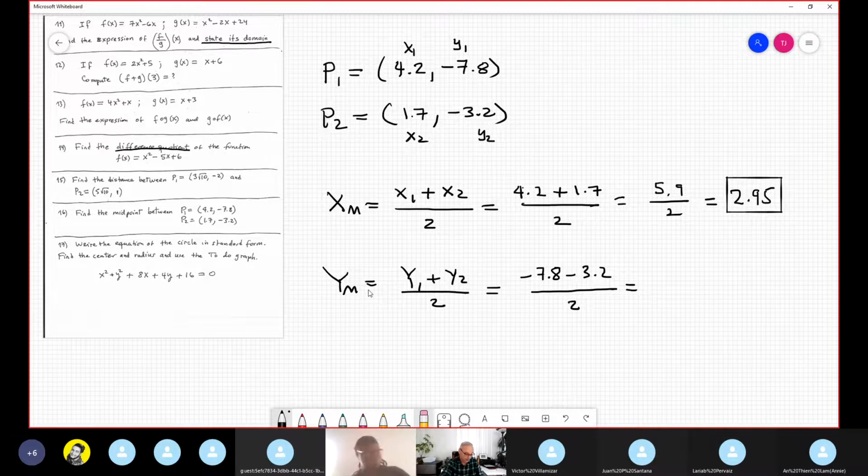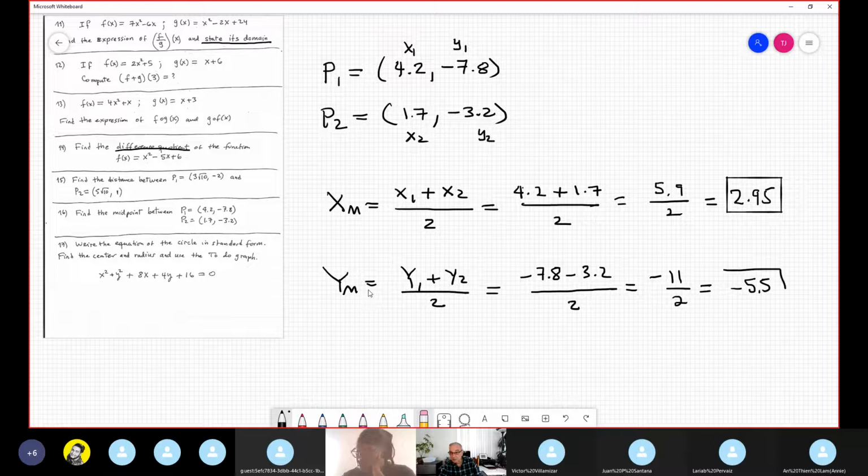And likewise, 7.8 plus 3.2. It's plus because it's the same sign. You add it, it's 11. It's negative 11 over 2. So negative 11 over 2, I suppose, is 5.5 divided by 2. In my calculator, yes, negative 5.5.